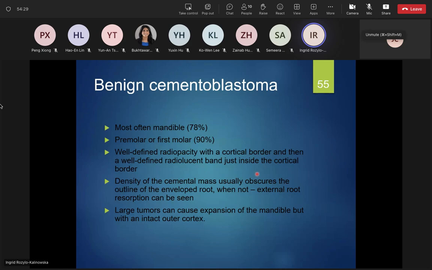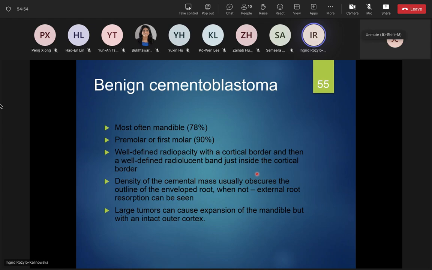And the characteristic appearance is a well-defined radiopacity. Well, the radiopacity is a little bit less dense than the radiopacity of dentine, because normally the cementum is a little bit less dense than the dentine.